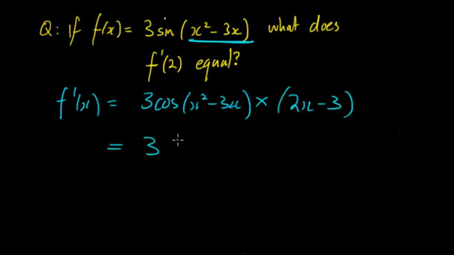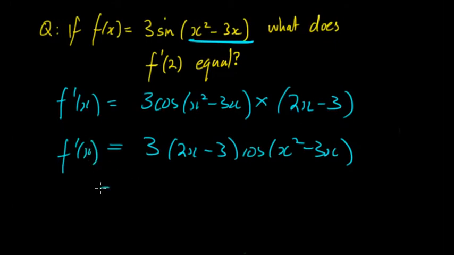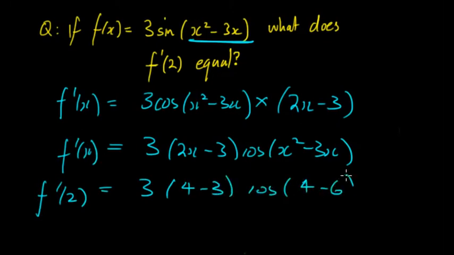So the answer is 3(2x − 3) cos(x² − 3x). So it's quite a beefy answer. Then we have to sub in 2, and we get 3(4 − 3) cos(4 − 6). That is equal to 3 times 1, so 3 cos(−2).